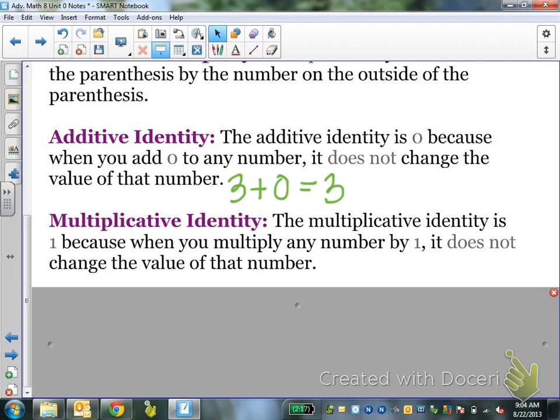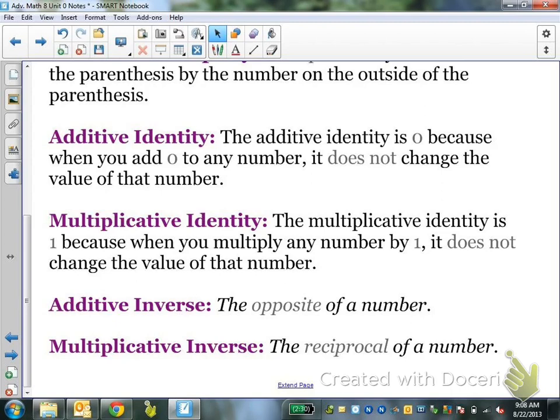The multiplicative identity is 1 because when you multiply any number by 1, it does not change the value of that number. So just like adding 0 doesn't change the value, multiplying by 1 doesn't change the value. So the multiplicative identity would be 1. So if I was to take 3 times 1, what would my answer be? 3. It stays the same, right? So 1 would be the multiplicative identity.